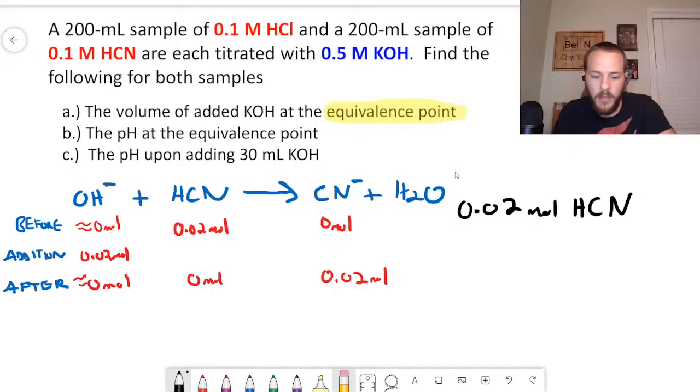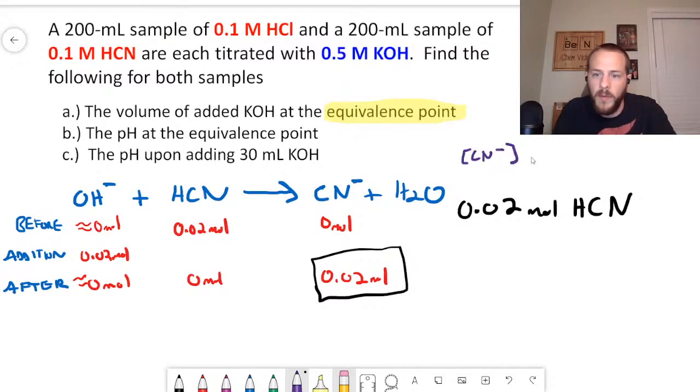Let me put that down here, in purple or something. In order to get the concentration of CN minus, we need to take the amount in moles that we have, 0.02 moles, and divide it by the volume. When I say volume, I'm talking about the total volume. The volume required to reach equivalence was 40 milliliters, plus the additional 200 milliliters that we started with. So what is that going to be?